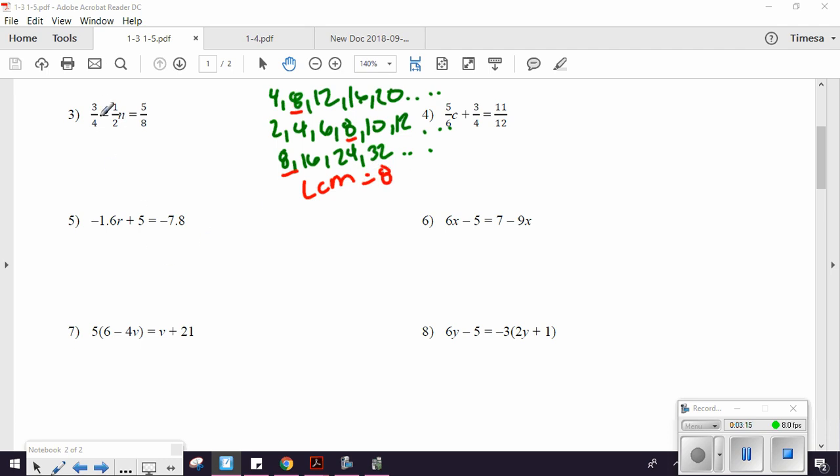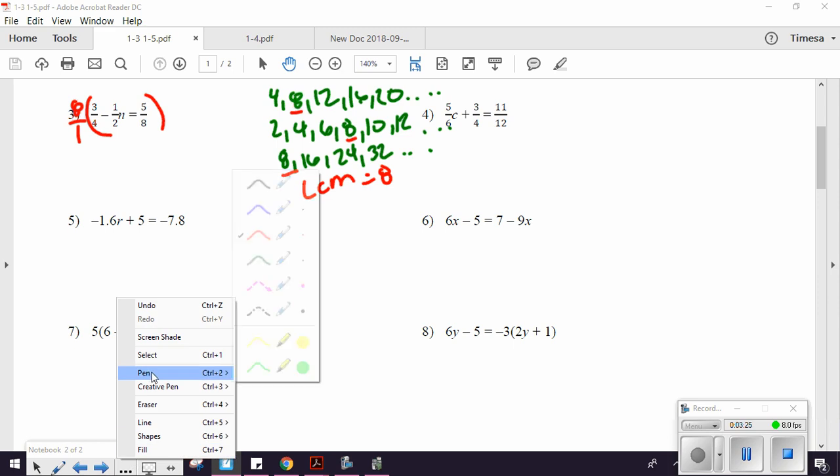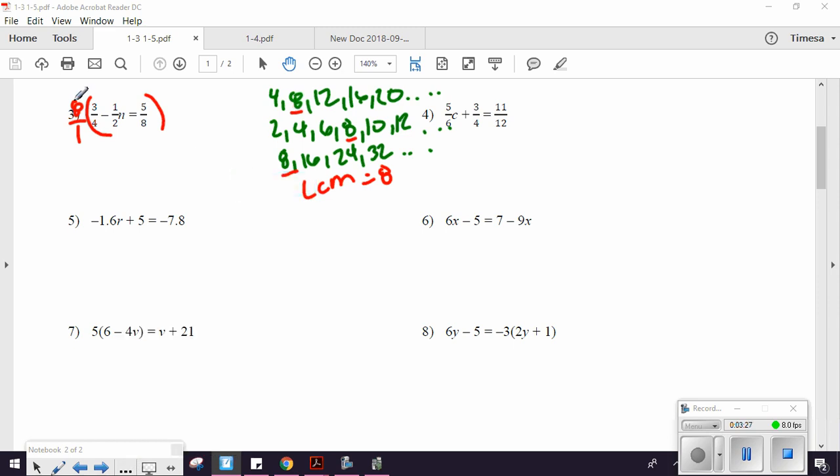So what you're going to do is take your least common multiple of 8 and multiply it with the entire equation. So put it over 1 since you're going to deal with fractions. Now distribute. So 8 over 1 times 3/4 is going to give me 24 over 4 minus 8 over 1 times 1/2 is going to give me 8 over 2. n equals, and then 8 over 1 times 5 over 8 would give me 40 over 8.